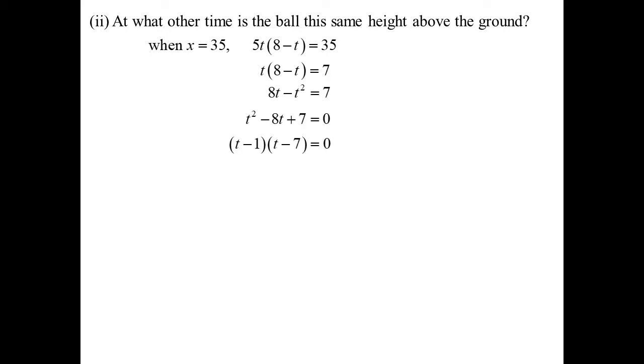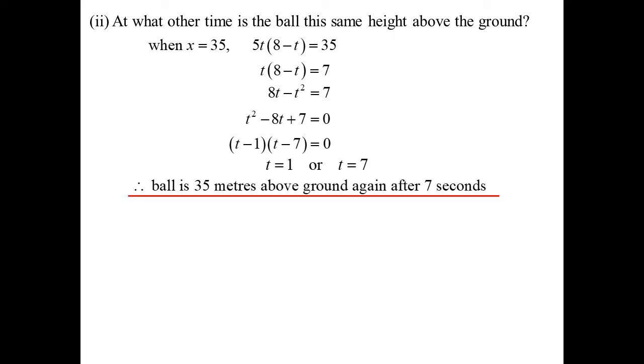At what other time is the ball at the same height? So when else is x equal to 35? Well, just solve this little quadratic. We've got 2 possibilities. Well, we already know the first one was 1 second, so therefore the other one must be 7 seconds. So answer the question. Just don't leave it as t equals 1 or t equals 7. Answer the question they're asking you.